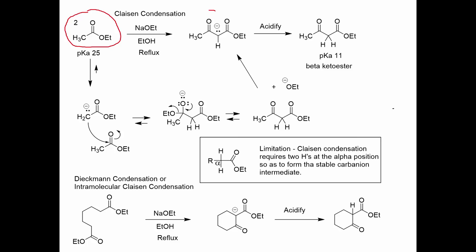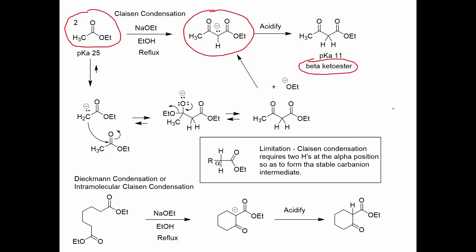under these conditions is actually a stable anion, okay? And I'll explain the reason why that's a stable anion in just a second. After this is formed, we're going to acidify it with something a little bit more acidic than water, and this is going to form this compound right here, which we refer to as a beta-ketoester. Okay, so let's look at the mechanism for the Claisen condensation.